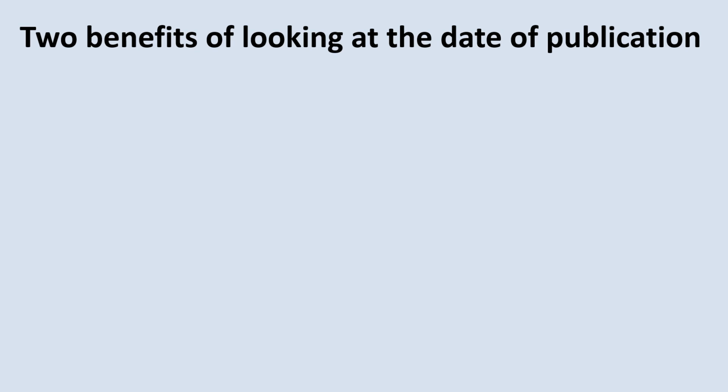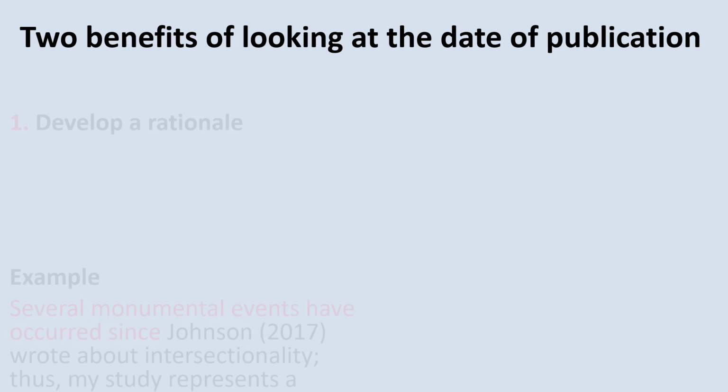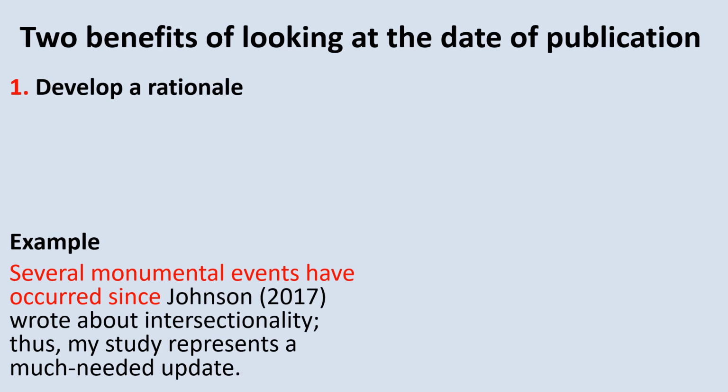There are two benefits of looking at the date of a publication. Number one, you develop a rationale. You can distinguish your assignment or research project by stating that your work is an update. Several monumental events have occurred since Johnson wrote about intersectionality. Thus, my study represents a much needed update. This gives your work more significance.